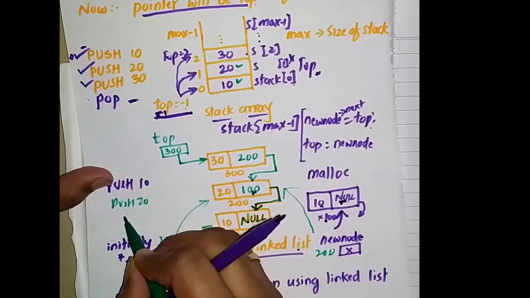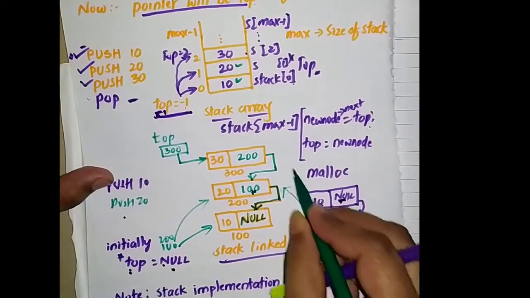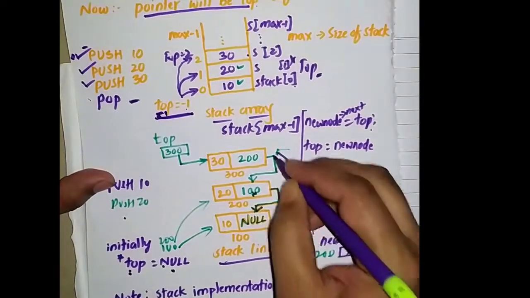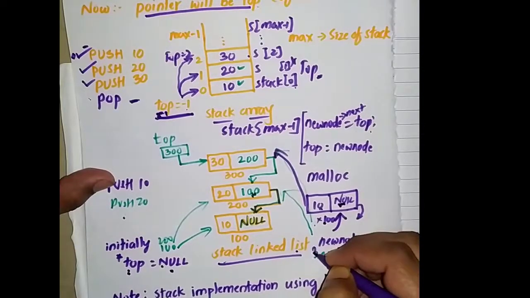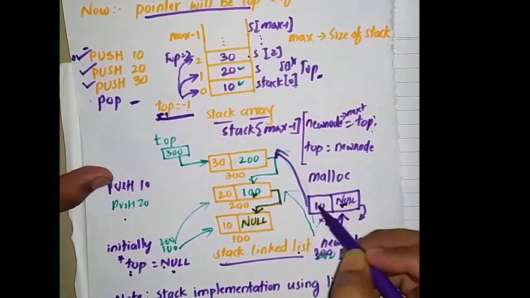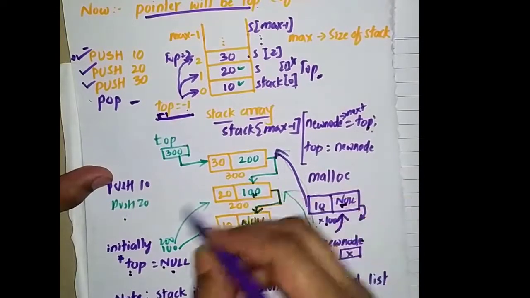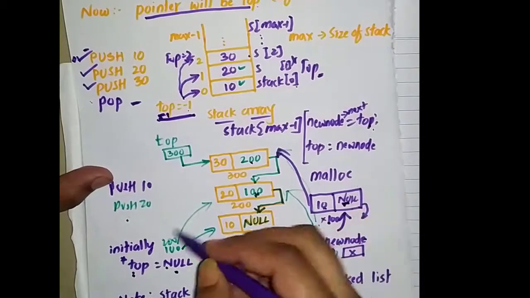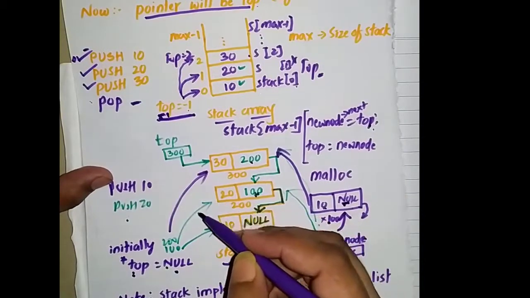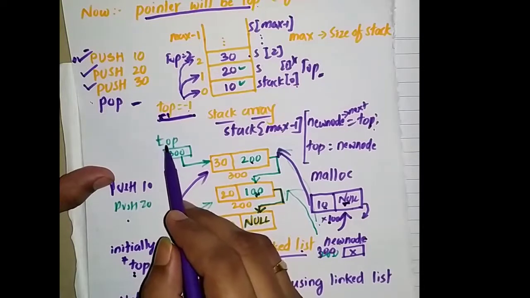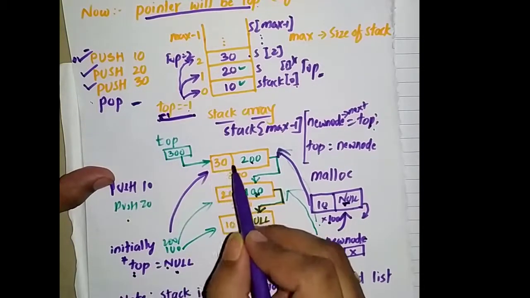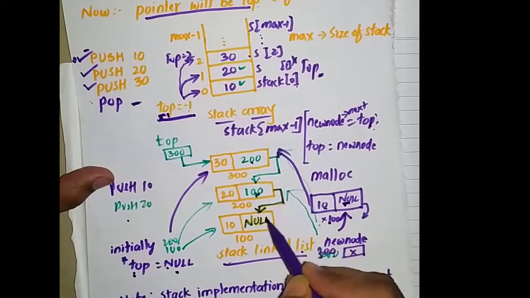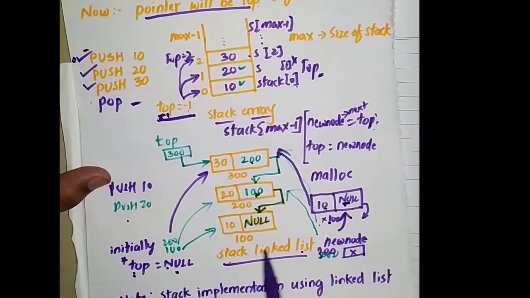Again if I do a push operation, the new node block will be pointing to this one, so that time it will be 300, correct? New node will be 300, and correspondingly new node next will be top, that is 200, so 200 will be coming here, and then top will become new node, like this. Ultimately the top pointer will be pointing to the last node data inserted onto the stack, and this is the way the links are created. That's why it is the implementation of stack using linked list.